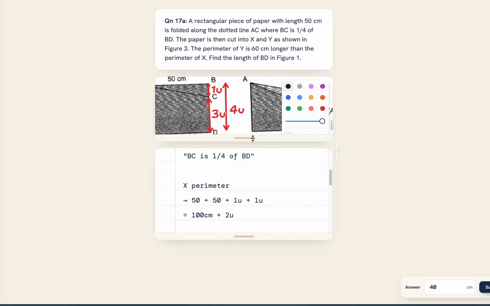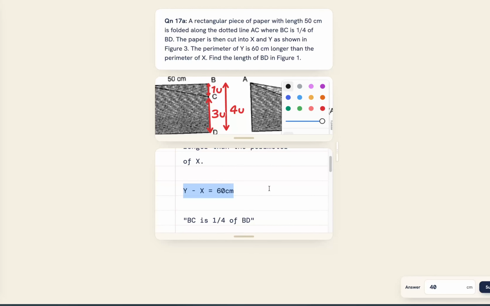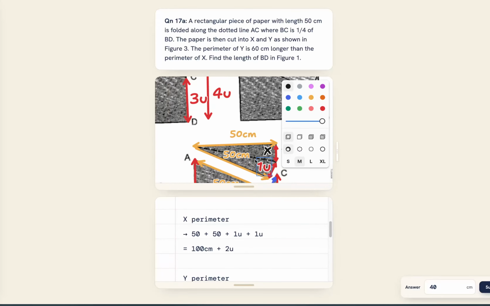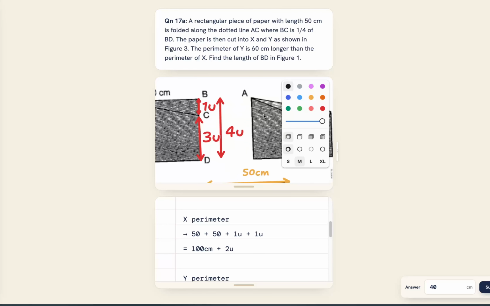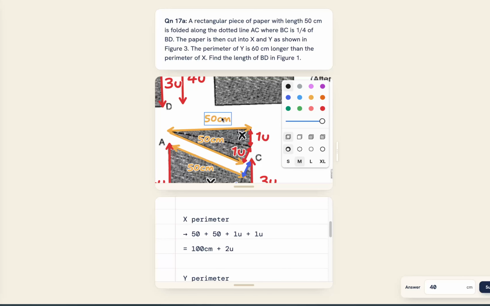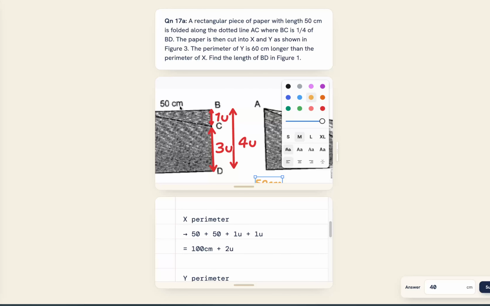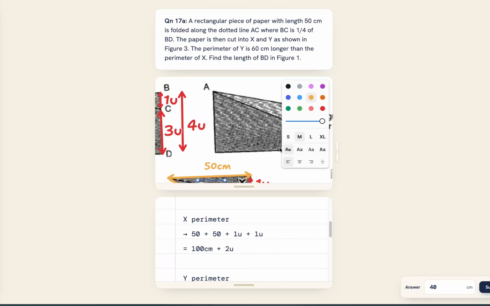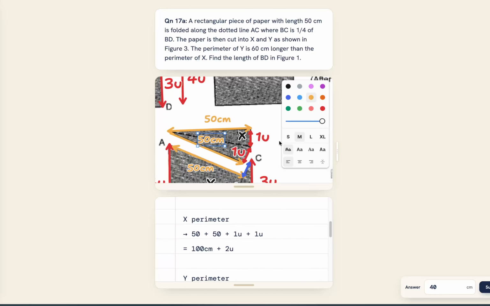Then since we know the equation Y minus X is 60, we need to find the X perimeter. So for the X perimeter, if you put in the different lengths and breadths, you have 50 centimeters from the diagram above. And when you fold, this part is also 50. Then this 1 unit BC is folded as well, so this length is also 1 unit. So the X perimeter is 100 centimeters plus 2 units.